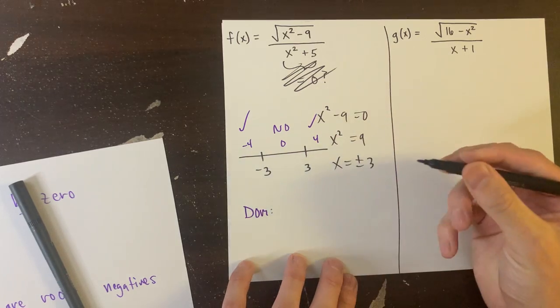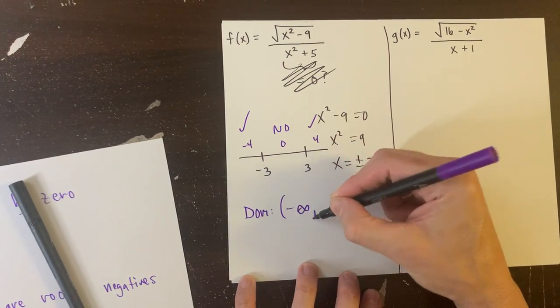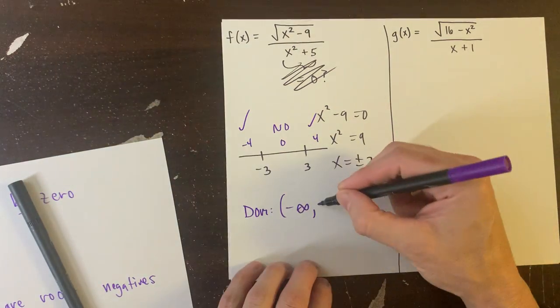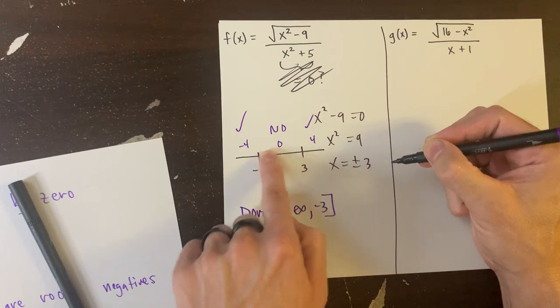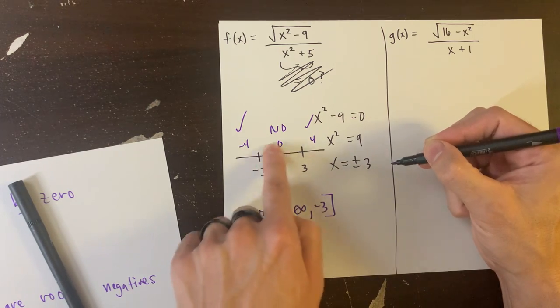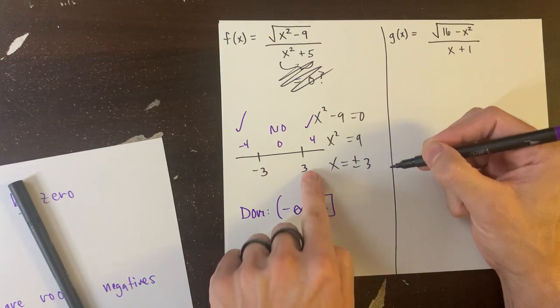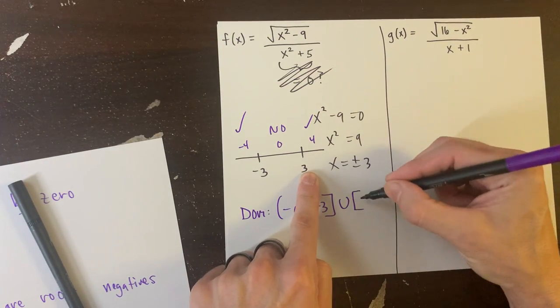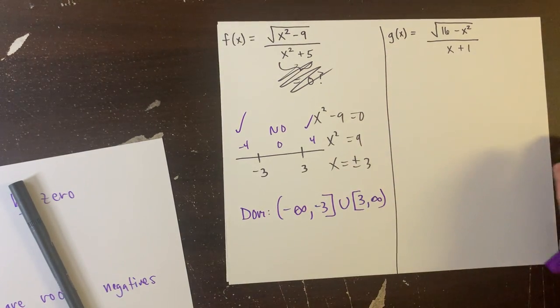So here's what we're saying. For the domain for this problem, it'll be everything before negative 3, so that's negative infinity all the way up to negative 3, which is included. We're going to skip the bad stuff because all the numbers in here would lead to the square rooting of a negative, which is bad. And then we resume from positive 3 into the right forever and ever and ever.